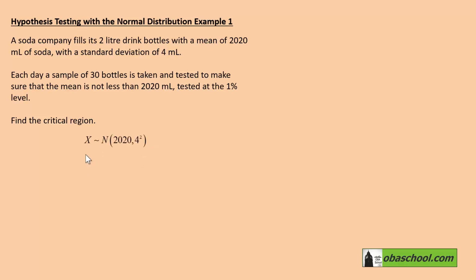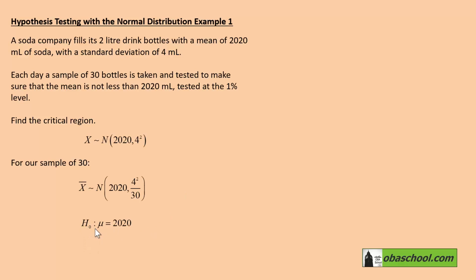So we can see that the distribution is normal with a mean of 2020 and a standard deviation of 4. For our sample of 30, the sample means will be distributed normally with a mean of 2020 and a variance of 4 squared over 30. So a standard deviation of 4 over root 30.